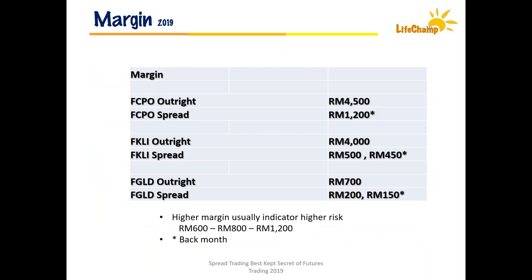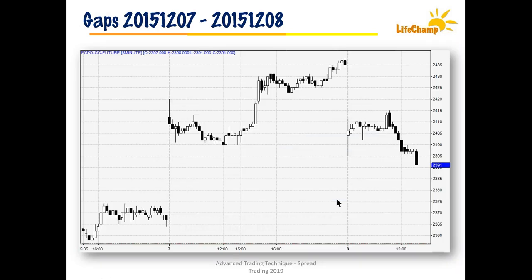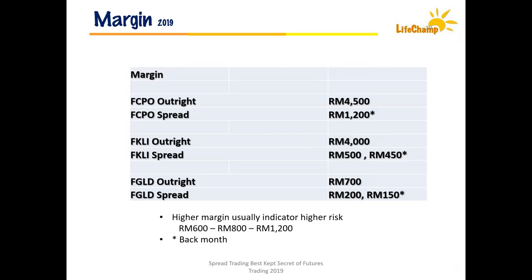Another thing is margin. On the margin side, FCPO outright is 4,005, which will be increased to 5,000 from today. But the FCPO spread is 1,002. It used to be even lower, like 600 and 800. So why is the margin lower for the spread? Because the exchange itself recognizes that the spread is an instrument with lower volatility, or the range moves slightly less.